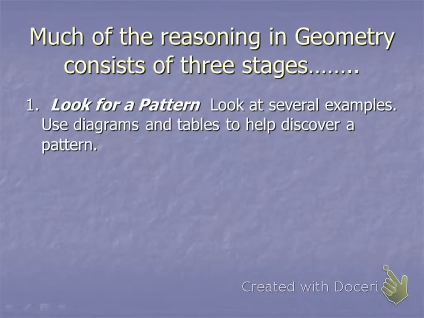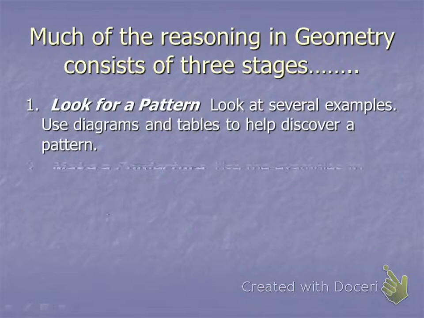So there's a lot of words popping up. You do not need to write these, but this is something that I want you to keep in mind. These are the steps that we're going to follow when we are reasoning through today's problem. So the first thing we want to try to do is notice a pattern. We're going to look for a pattern. We do this by looking at several examples, using a diagram or table if we're having a hard time discovering the pattern.